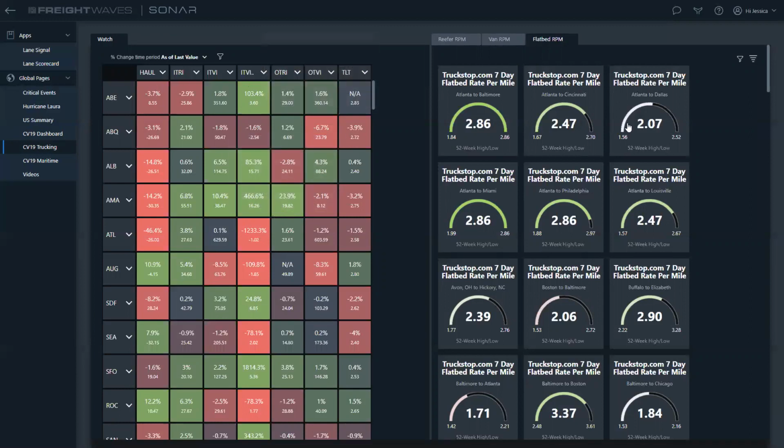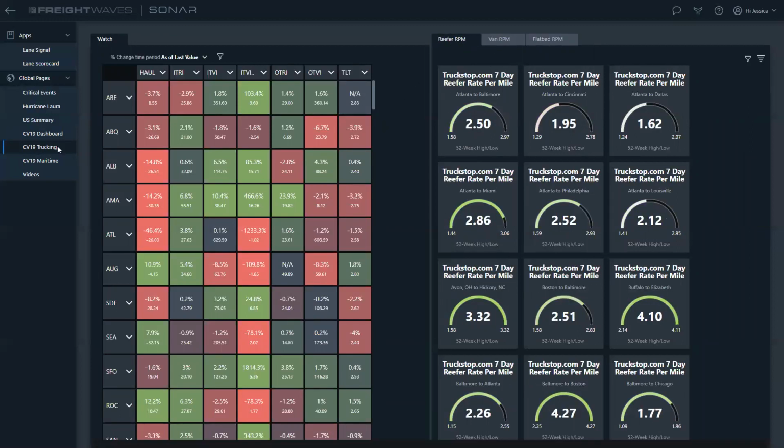Over here on the right-hand side, we have gauge charts for our truckstop.com 7-day rates for our top 103 lanes. We have it for flatbed, van, and reefer. The bottom number over here is a 52-week low. The top is a 52-week high. The number in the middle is the current rate per mile. So for example, Atlanta to Baltimore, we are hitting that 52-week high as of Monday at a $2.86 all-in rate per mile. And you can look at it for van and reefer.